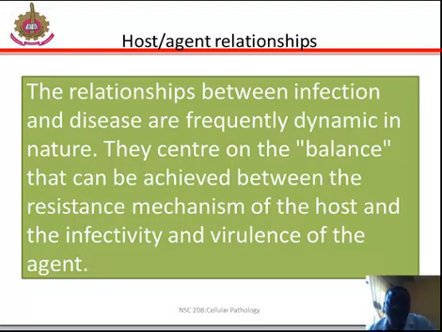The relationship between infection and disease is frequently dynamic in nature. There is a balance that can be achieved between the resistance mechanism of the host and the infectivity and virulence of the agent. What we are saying is that the resistance of the host is a factor in determining what the resultant effect of the interaction between the host and agent will look like. Also, how virulent that microorganism is also a factor.